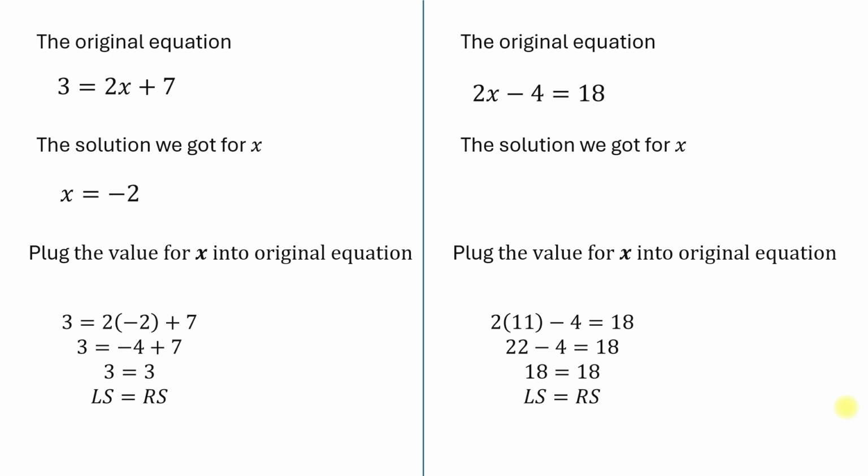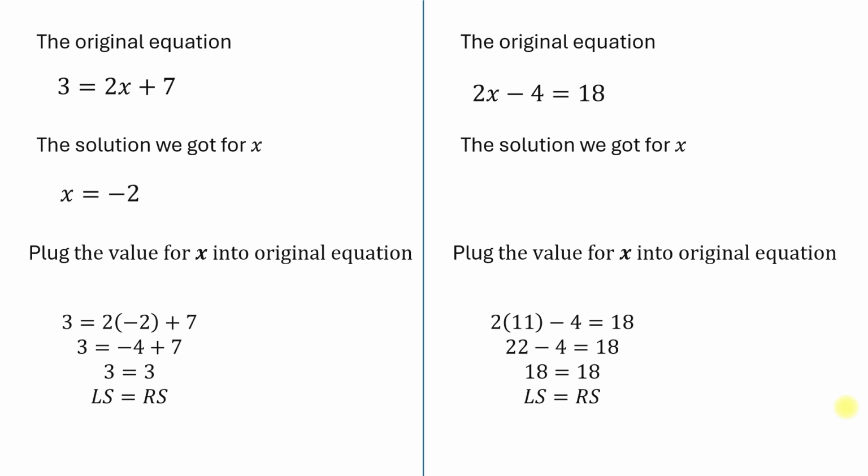So we've just proven that negative 2 is indeed the right answer. Negative 2 as a value for x makes the original equation equal. And that's what an equation is. You can see it right in the word. In the word equation, we have the word equal. So 3 equals 2x plus 7. When x is negative 2, 3 equals 3, left side equals right side.